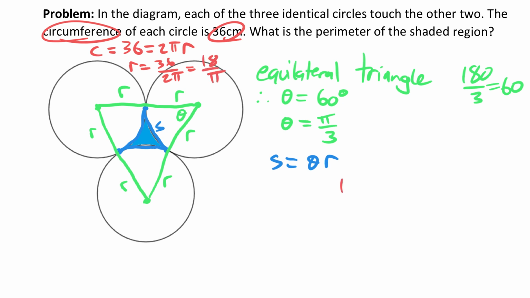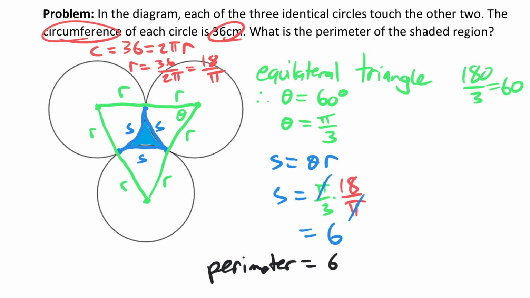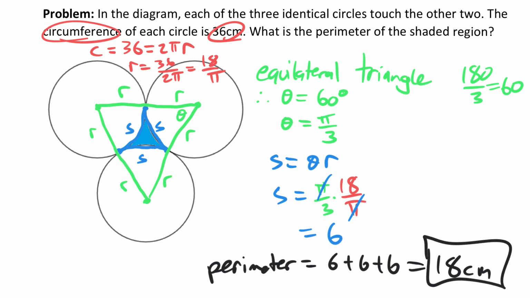So we plug that in for our r, 18 over pi. We plug this in for our theta, pi over 3. And so s equals, well, the pi's cancel, and s just equals 6. Now there's going to be 3 of them, right? There's 3 little s's here, 1 s there, 1 here, and 1 here. So the final perimeter is equal to 6 plus 6 plus 6, or a total of 18 centimeters. Don't forget the units.